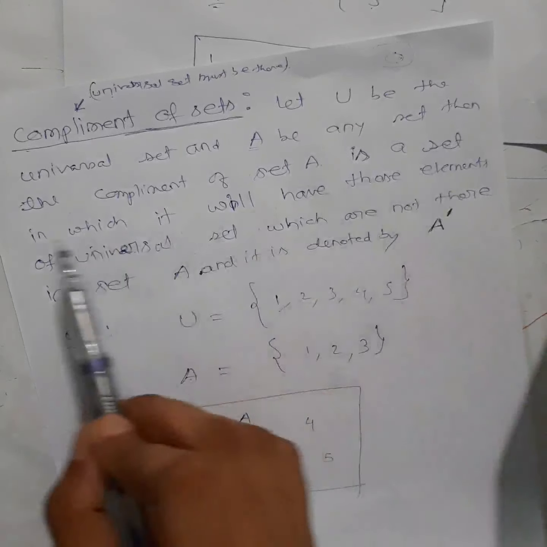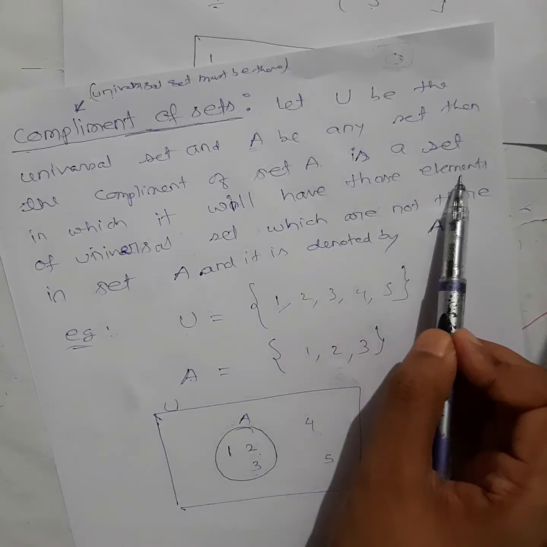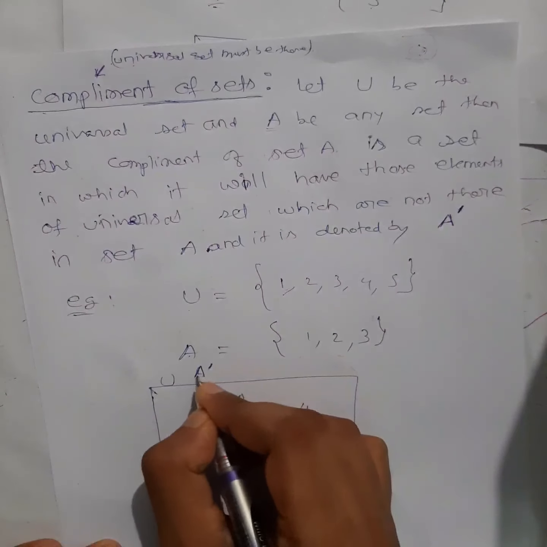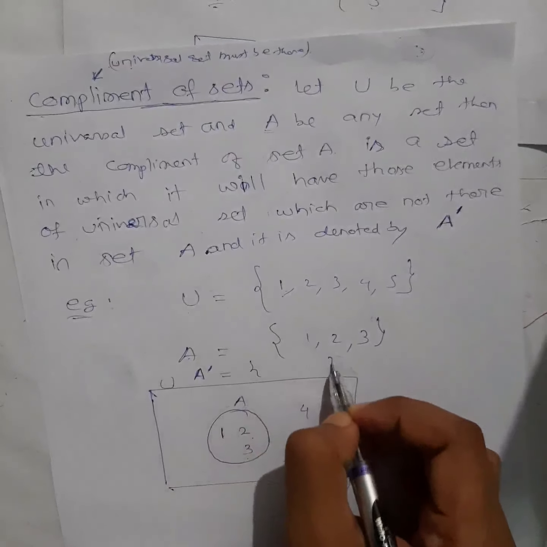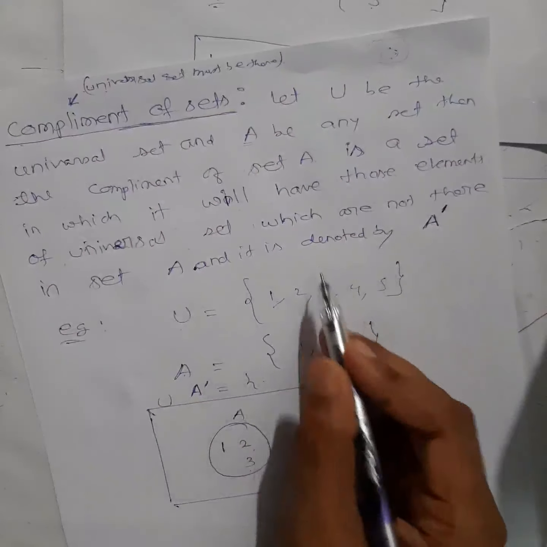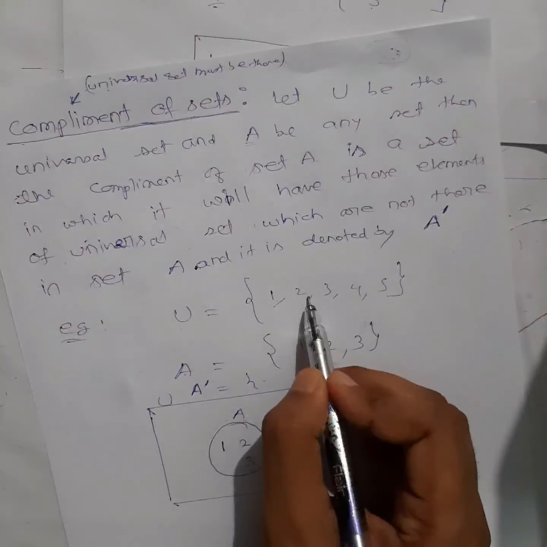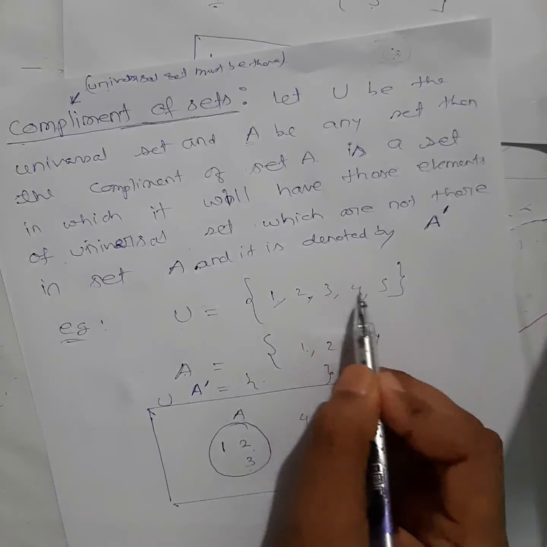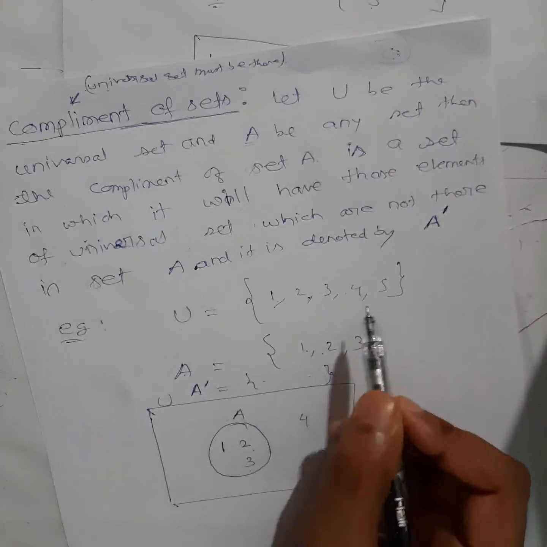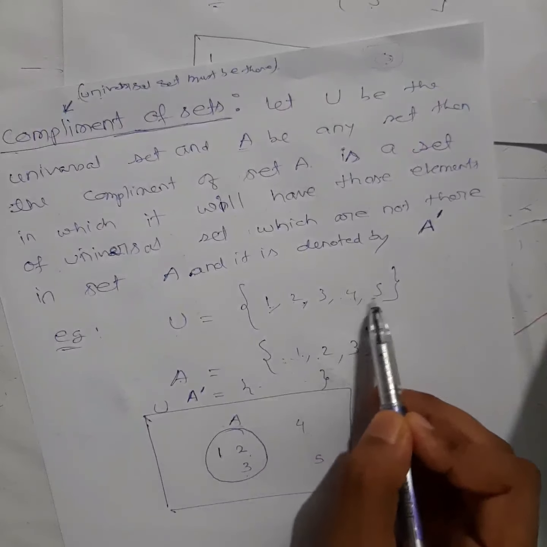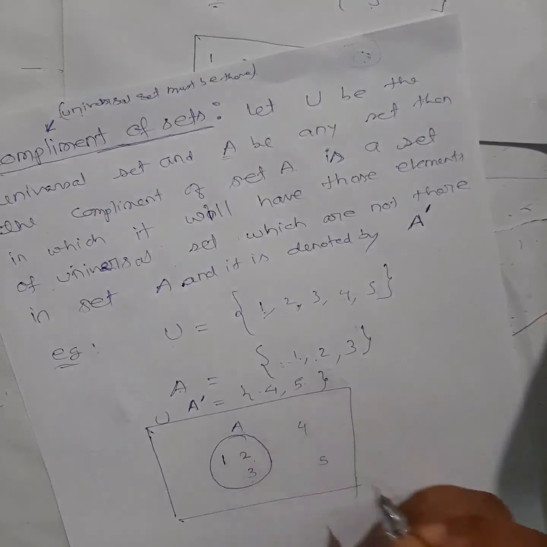Now what is the complement? The complement of a set is what? It is a set. What kind of set? One in which it will have those elements of the universal set. So I will write here, the complement of A is a set only, right? It will have those elements of the universal set, from the universal set only, which are not there in A. So which elements are there in the universal set which are not in A? 4 and 5, right? 1, 2, 3 are there in A. So 4 and 5 will be the elements of the complement of A.